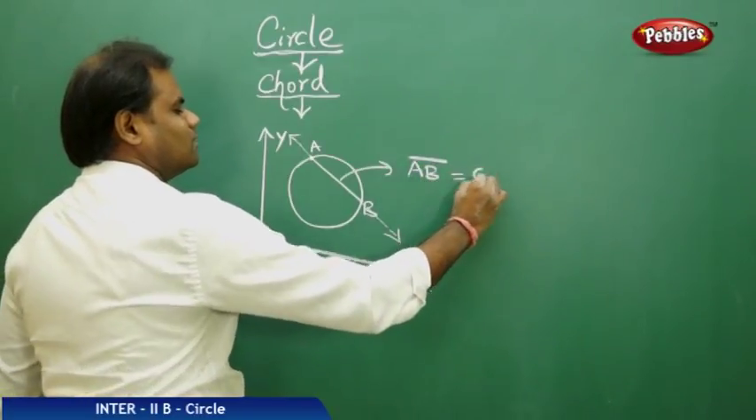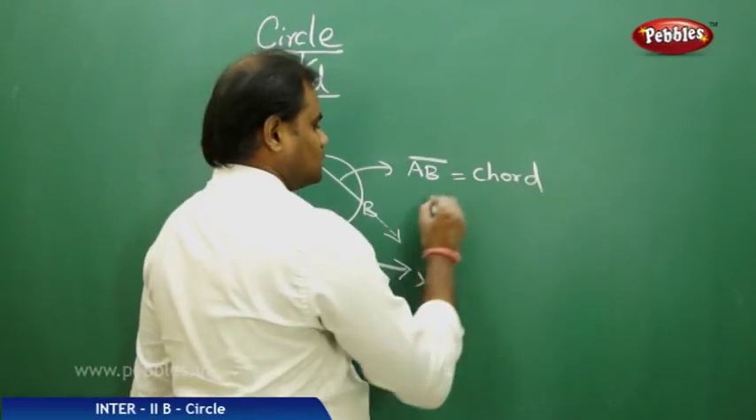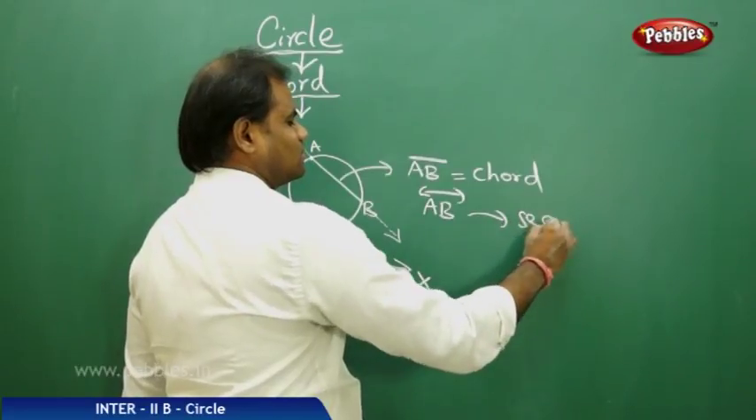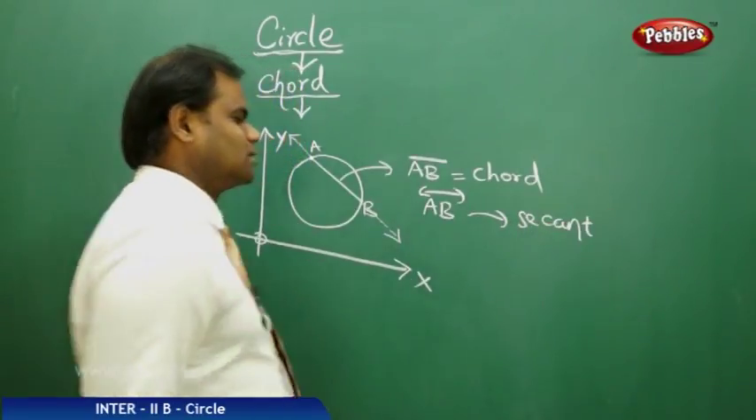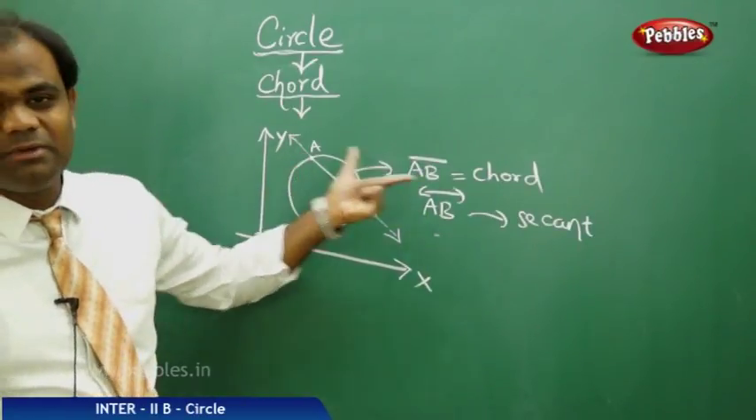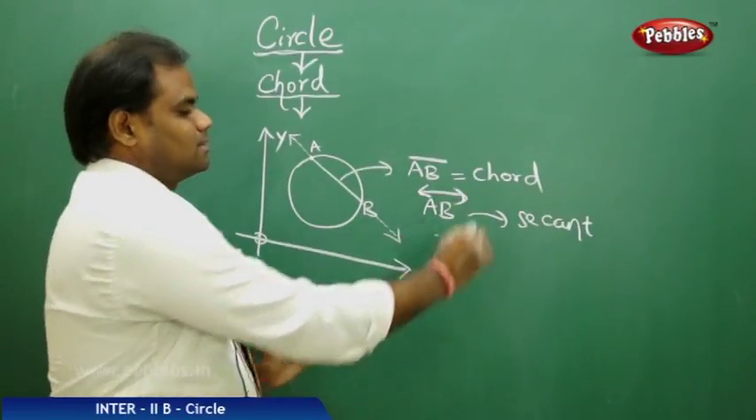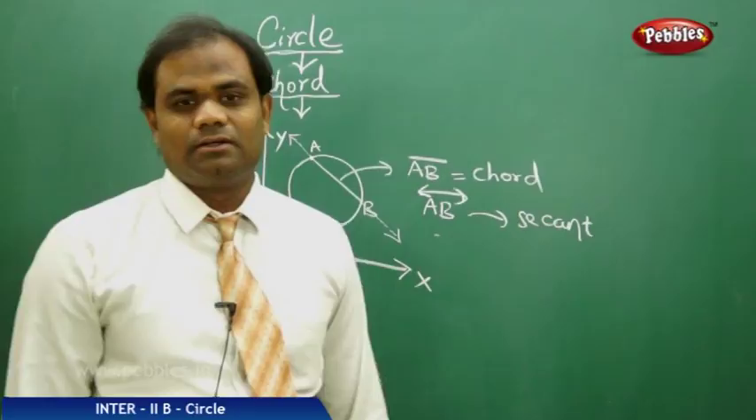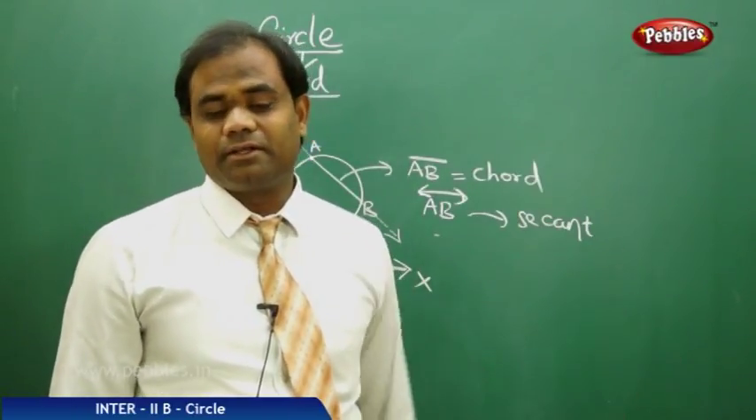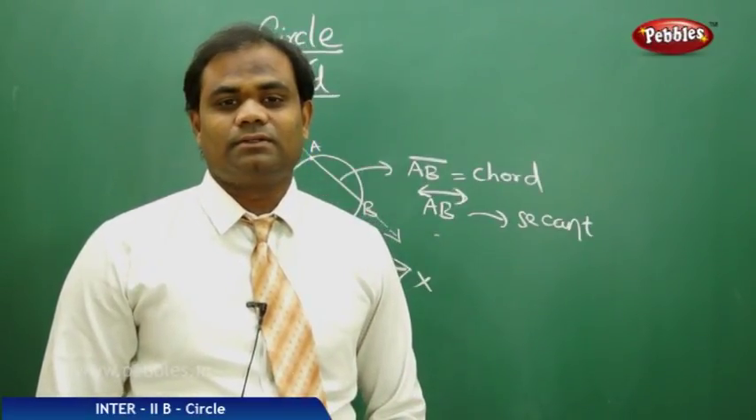Here AB is called the chord of the circle, and the whole of AB when extended is called the secant of the circle. That's how we understand the difference between the line segment AB, which is the chord, and the ray AB given by arrows as the secant of the circle. The chord is the part of the secant. That is how we understand the difference between chord and secant of a circle.